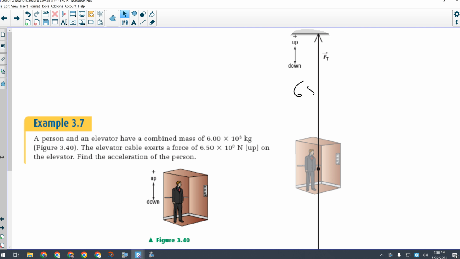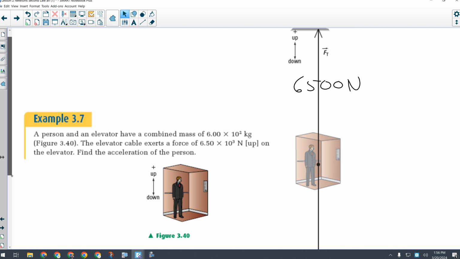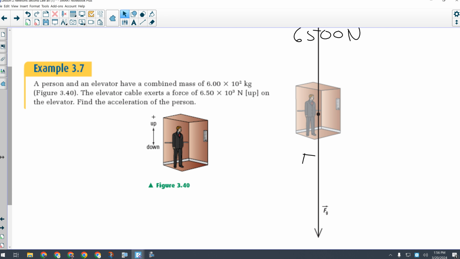In the one we did yesterday, we had 6,500 newtons of force acting up. What force was acting down? Gravity was acting down. And we were able to calculate the force of gravity because we have a formula for it on our formula sheet: m times g. So we simply went 600 kilograms times 9.81, and we got 5,886 newtons.